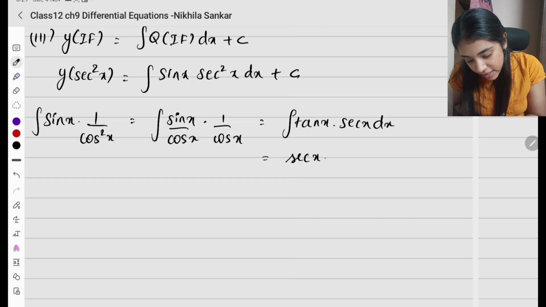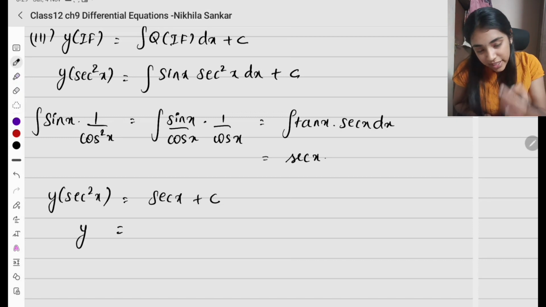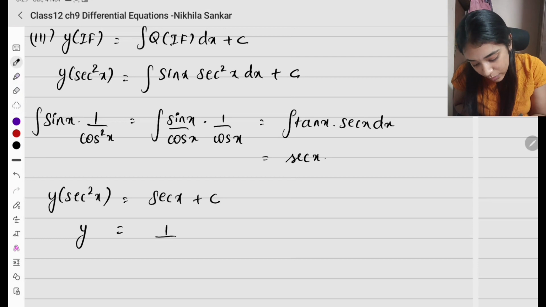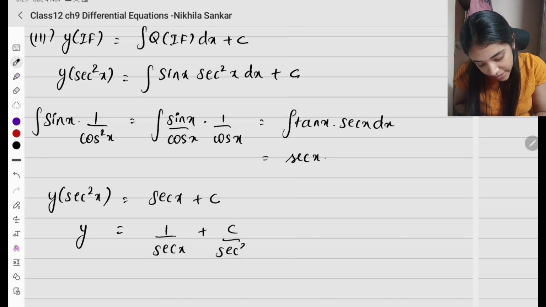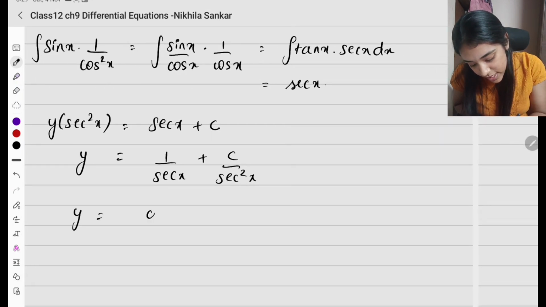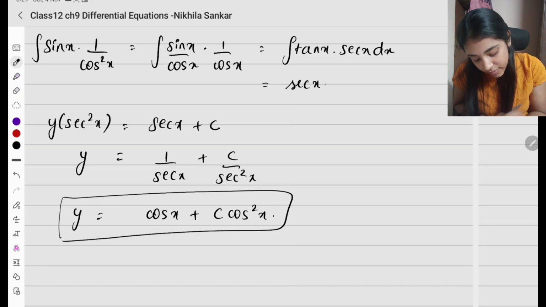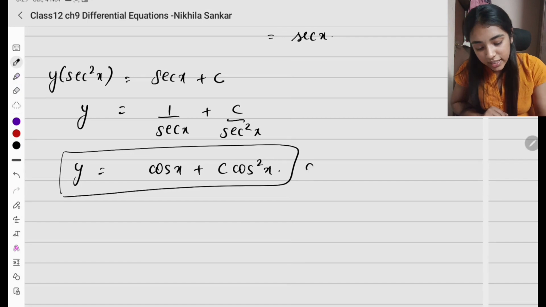Now I have to substitute in the final solution. So I have y times secant square x equals secant x plus c. Dividing the whole equation by secant square x, I have 1 by secant x plus c divided by secant square x. So what will the final answer be? y equals cos x plus c cos square x. So this is my general solution.